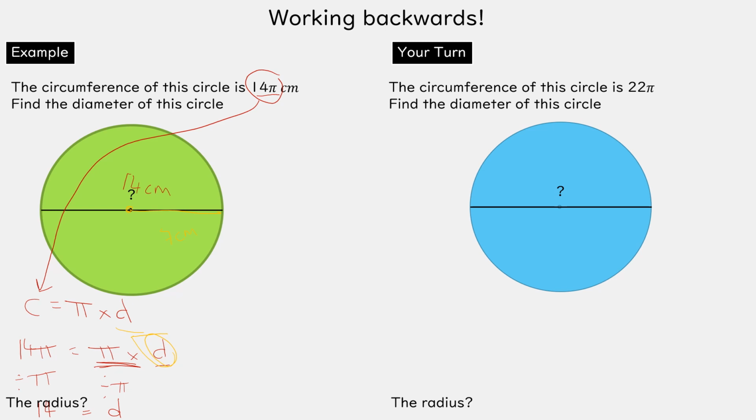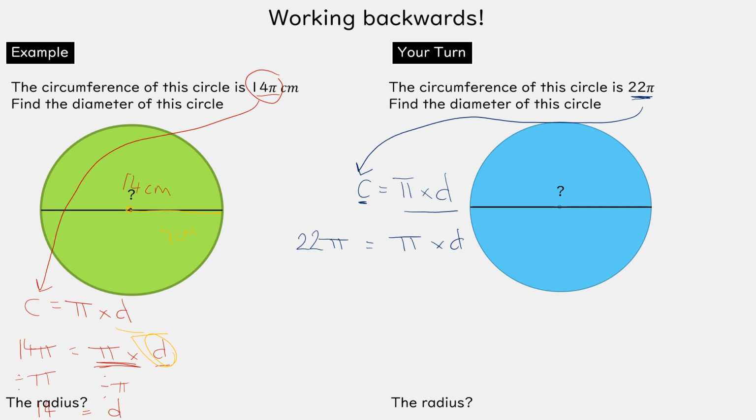Brilliant, well done for having a go. Let's have a look at what the answer is. So, writing out the formula, circumference equals pi times diameter. Let's have a look at the question. Which bits do I know? Well, this time it's telling me that the circumference is 22 pi. So instead of writing circumference, I'm going to replace it with 22 pi. So let's write that. 22 pi is equal to pi times diameter. Notice nothing else changed on this side. I just replaced the C, the circumference, with what I knew.